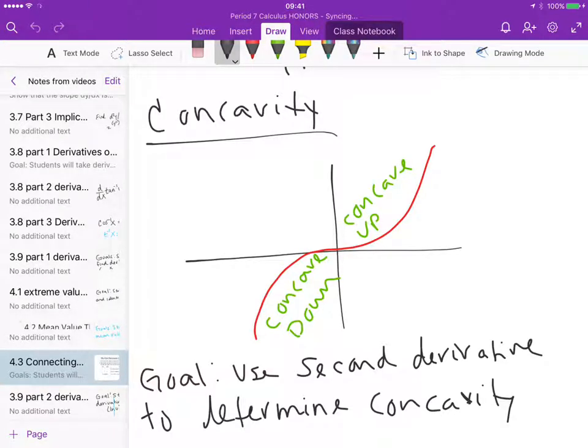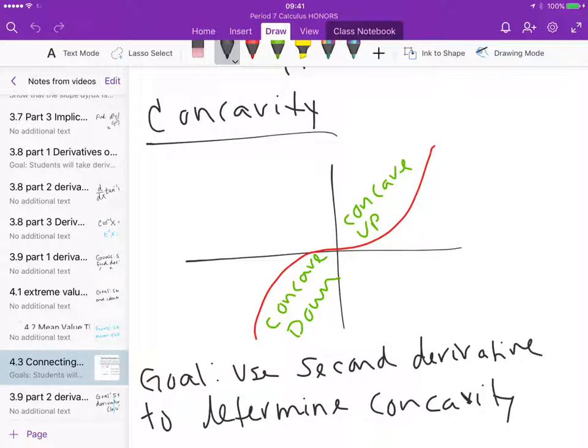So let's think for a sec what it actually means to have concavity, or to be what you see on the screen, concave up or concave down. The simplistic approach is simply, does the graph look like an upside down U, or does it look like a right side up U? That's the easiest way to look into concavity.